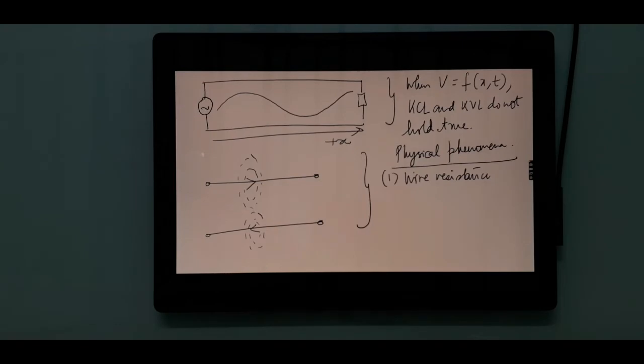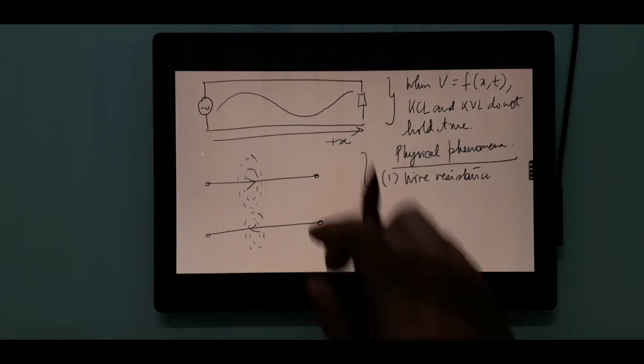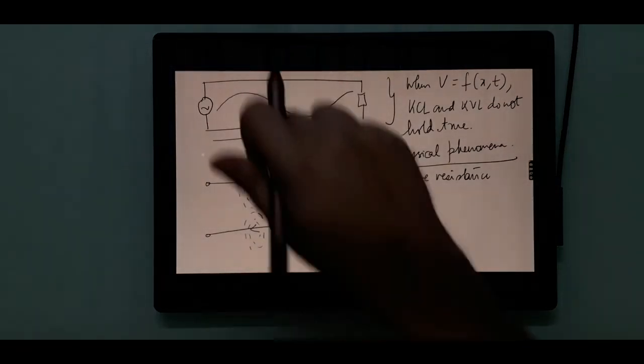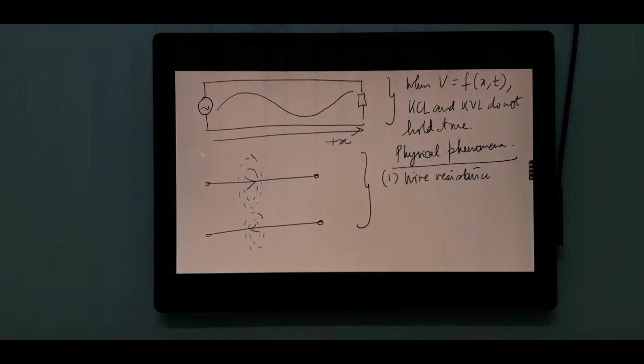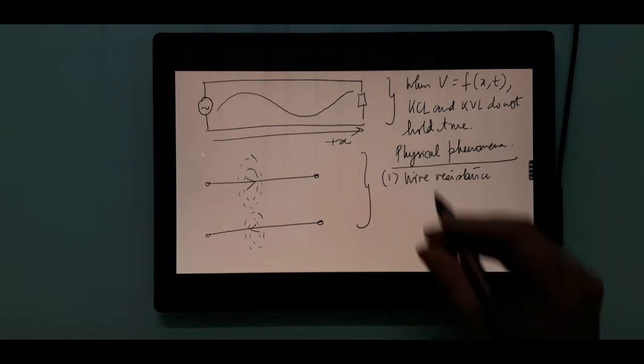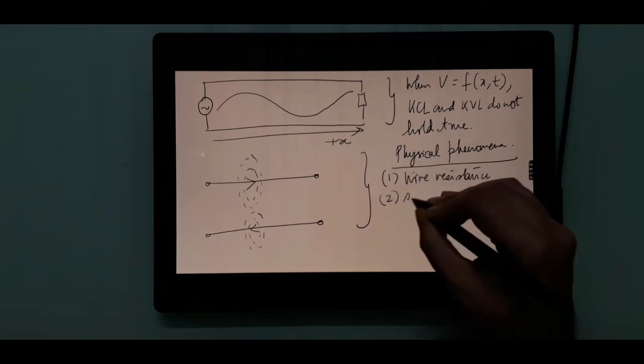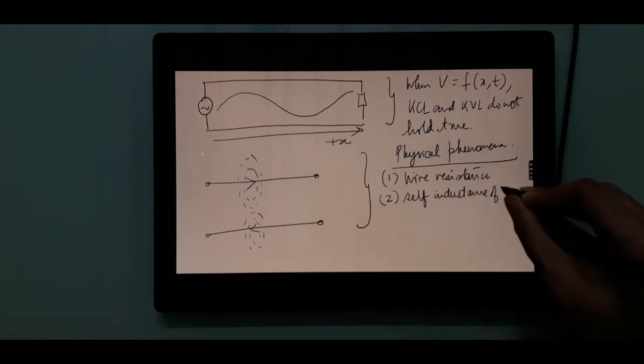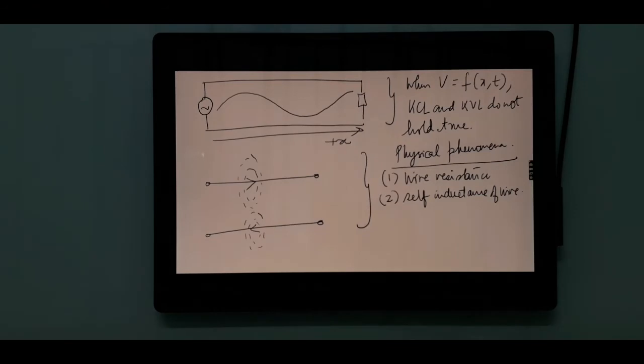So now, if I have a time varying magnetic field because of a time varying current, that time varying magnetic field can also induce some voltage on these conductors, or on each conductor. And what is that phenomenon called? That phenomenon is called self-inductance. Self-inductance of wire.